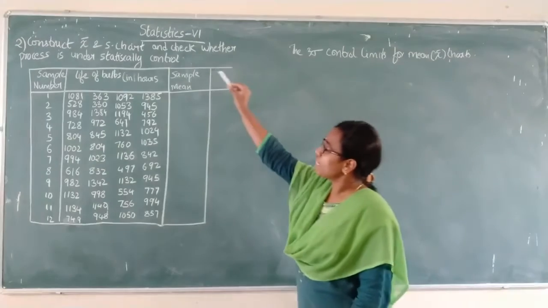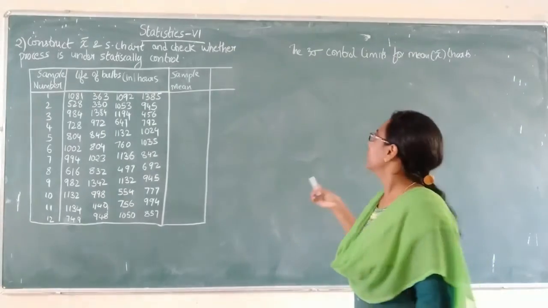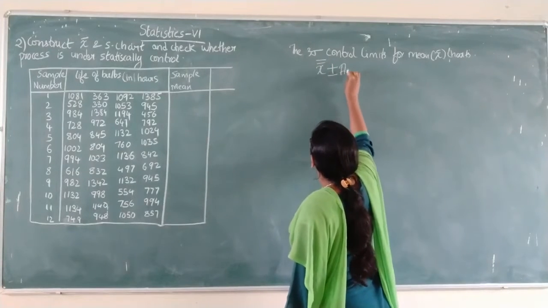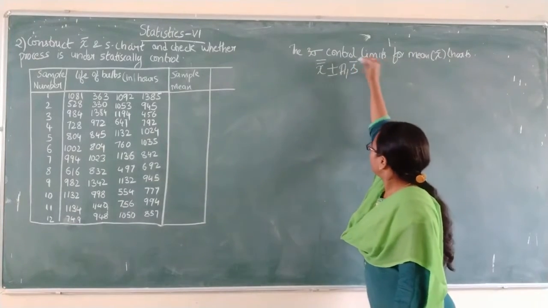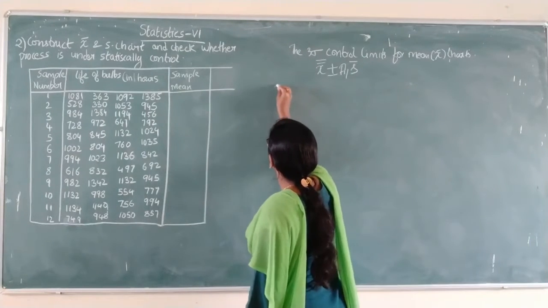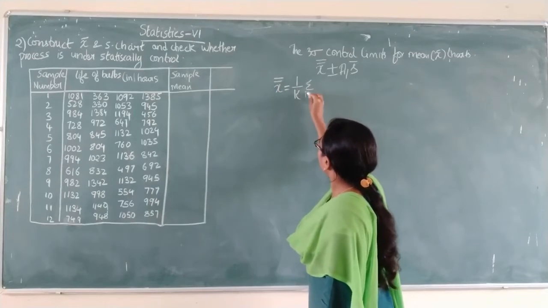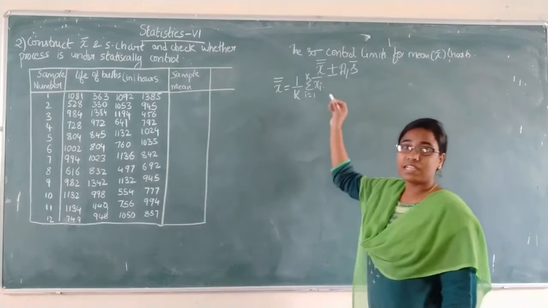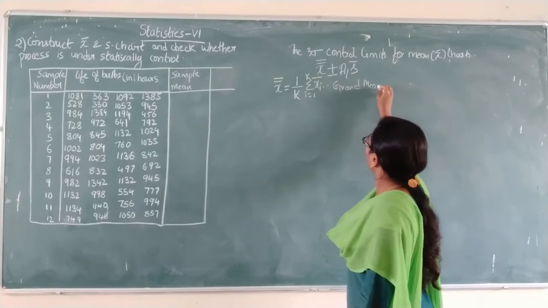Now, for the S chart, I will be calculating S values. So I will use the second method, that is X double bar plus or minus A1 S bar. What is X double bar? X double bar equals the same formula, 1 by K summation i equals 1 to K of Xi bar. This is the grand mean, or overall mean.